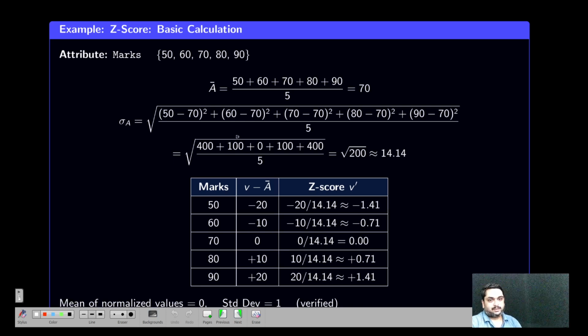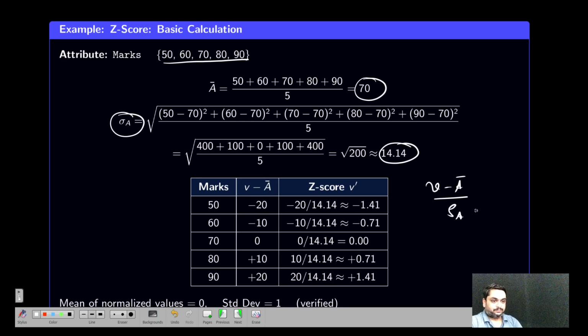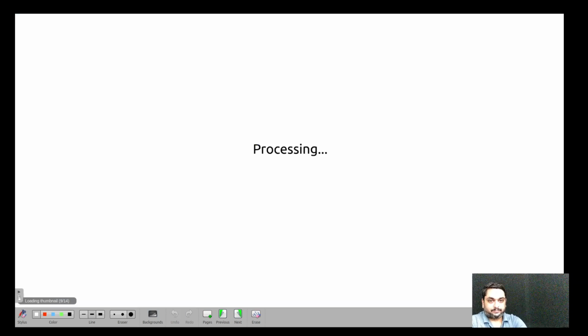So let us see the example. It's more of the calculation. So how will you find the normalization of these values? First take the average of this. Average of this we will get as 70. Then calculate the standard deviation. We'll get it as 14.14. The next is to just apply V minus A bar divided by your standard deviation, for each sample. That's it. So you'll get the values, each will have 0 mean and 1 as the standard deviation.